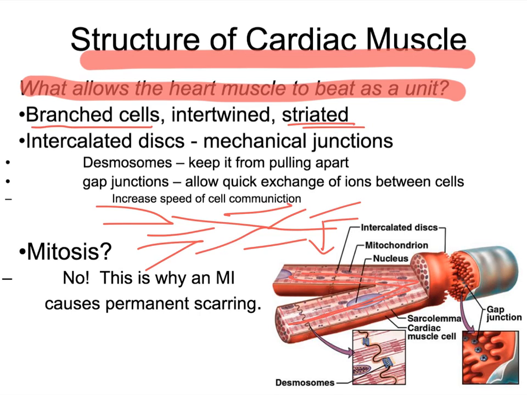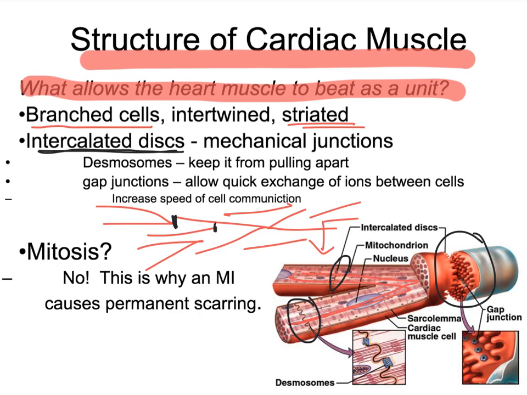Now the connections between the cells are called intercalated discs, and they're mechanical junctions. Here's a disc, and here's a disc. Here's one that's magnified. It's where these cells connect. Those are intercalated discs, and in those discs they have two big main features.